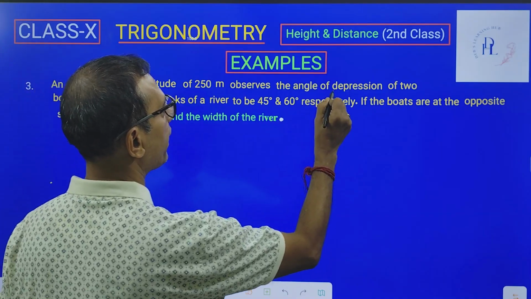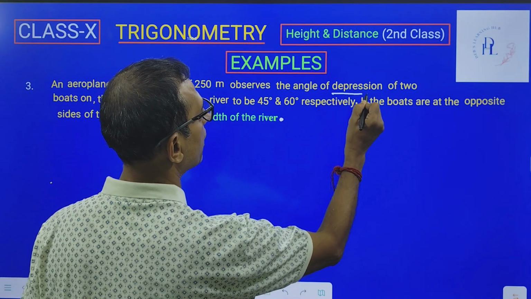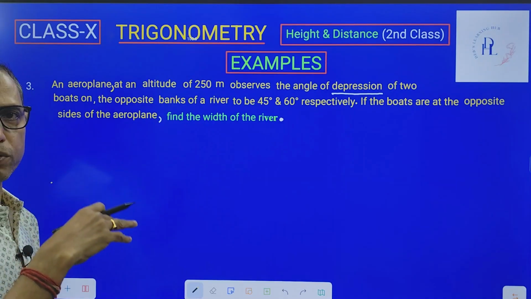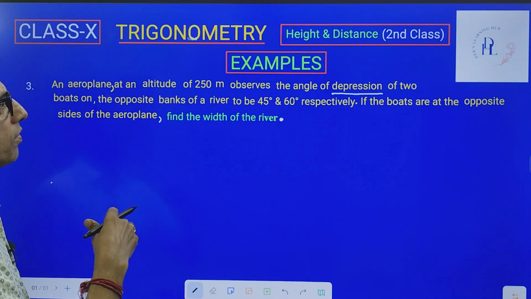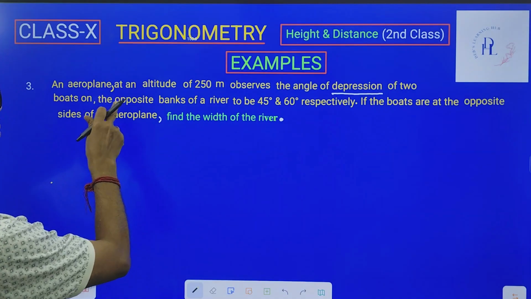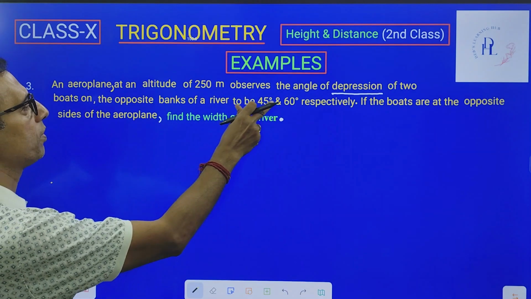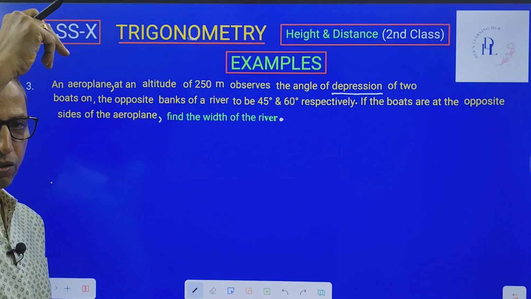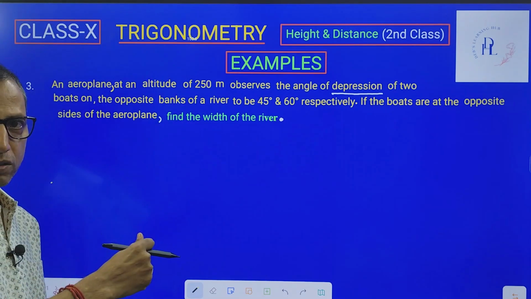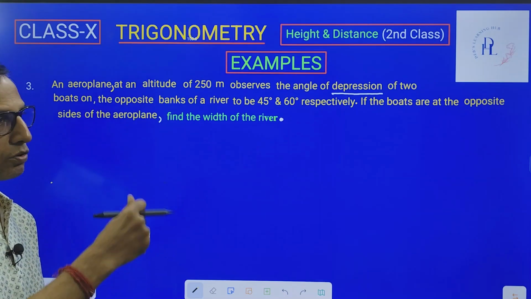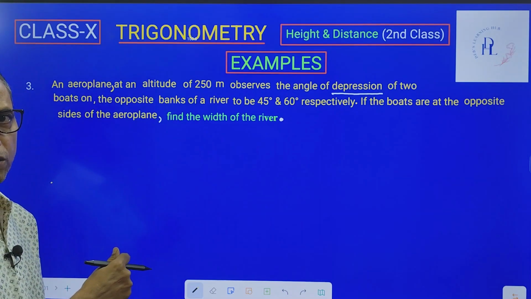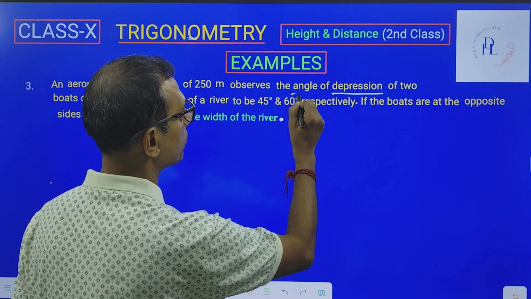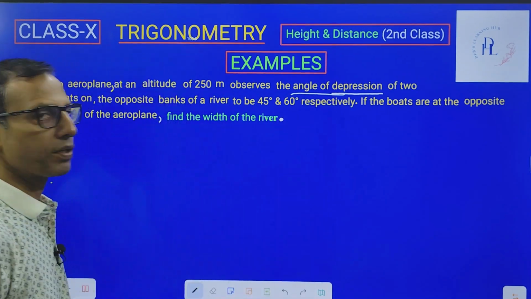First of all, the angle of depression. That means the aeroplane is flying. It is observing two boats, right? The angles of depression of two boats on the opposite banks of a river are 45 degrees and 60 degrees. Since it is looking downwards, the boats are on the river. So here we are considering not the angle of elevation, it is the angle of depression. This term you need to remember.